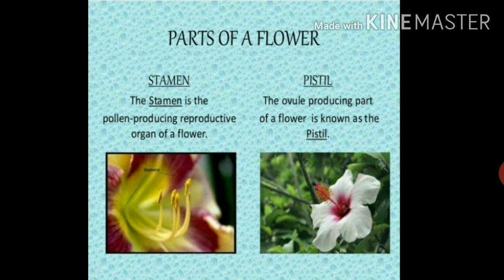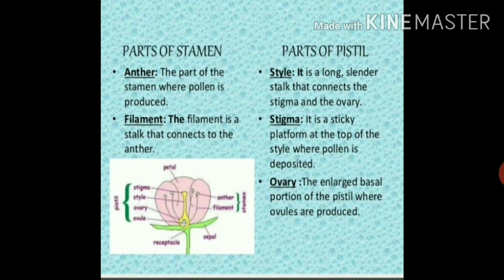So let's see the parts of stamen. In the stamen we have anther, the part of the stamen where pollen is produced, that is known as anther. And what is filament? The filament is a stalk that connects to the anther. It means that the filament is a stalk that connects to the anther.